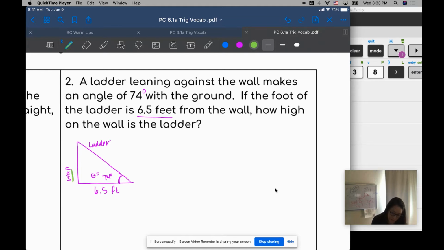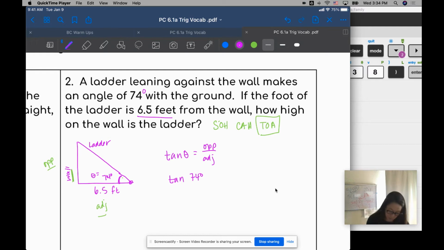So this part, okay. And since I have the opposite side from theta and the adjacent side from theta, according to my trig ratios, the trig ratio that uses the opposite and the adjacent side would be tangent. So tangent of theta is equal to the opposite side over the adjacent side. So I have the tangent of 74 degrees, which is where the base of the ladder is, equal to the unknown, the wall, over 6.5.